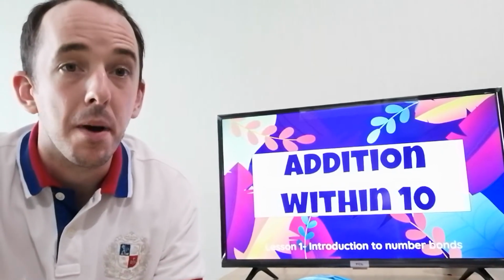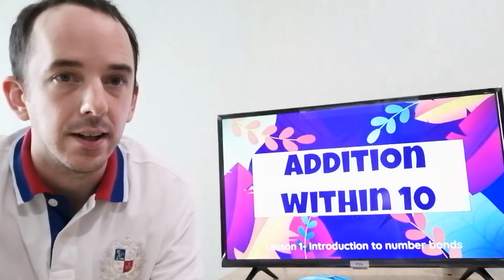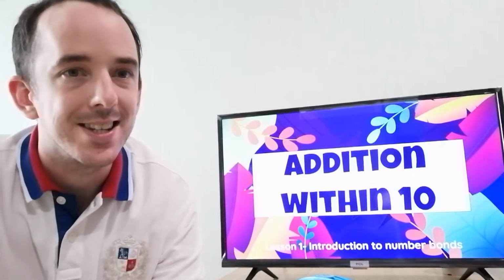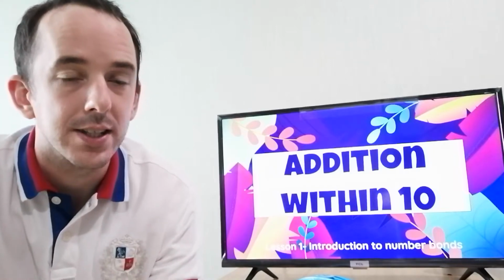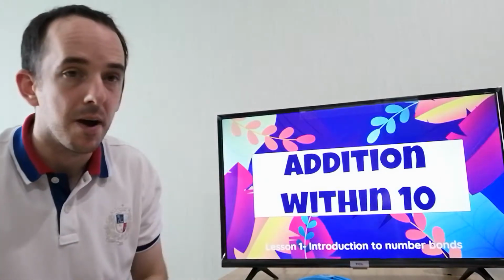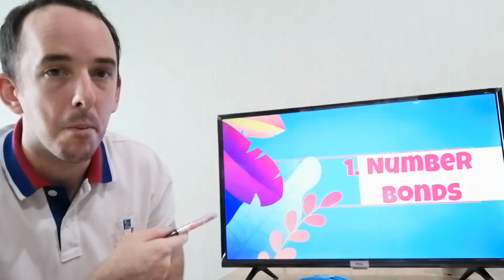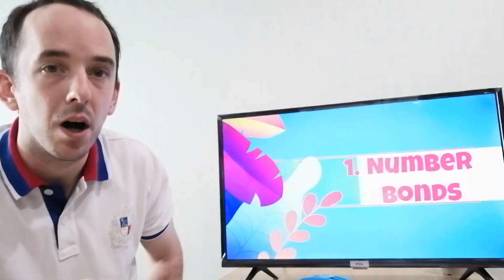It's time to learn about maths this week. We are learning about numbers to 10, and our new topic for this is addition within 10. So addition within 10 means plus. But first, we need to learn about something called number bonds. What is a number bond?